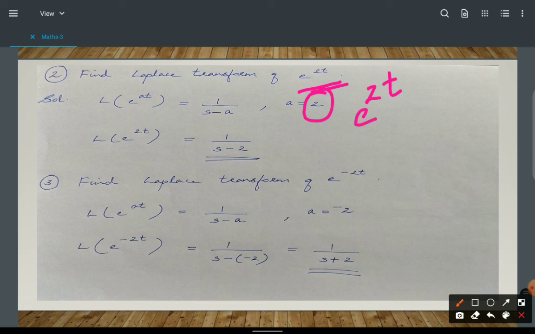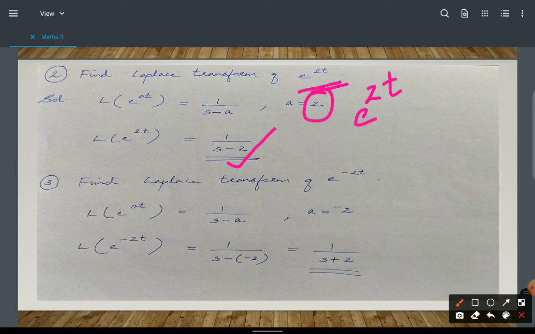Now Laplace of e raised to 2t is equal to 1 by s minus a. As we know, the value of a is 2. So just giving the value of a as 2, 1 by s minus 2 will be the final answer.